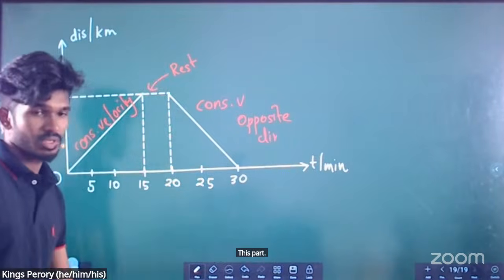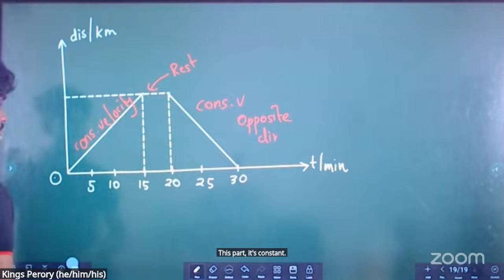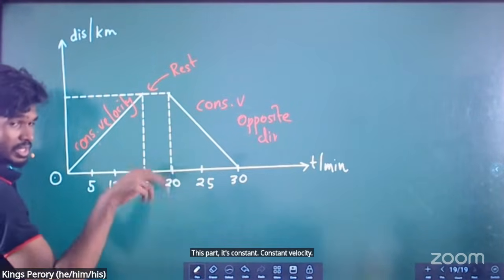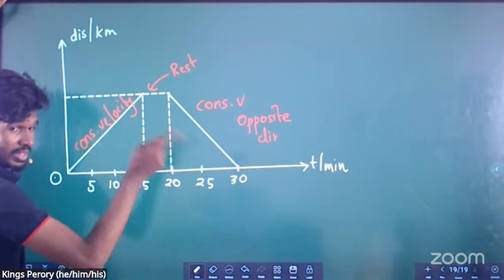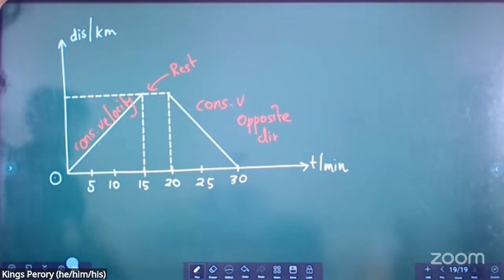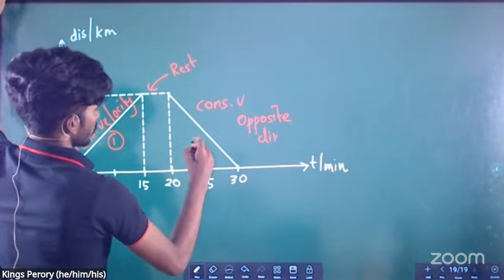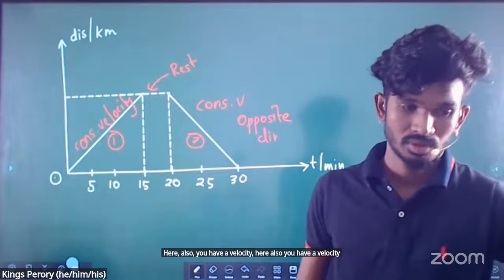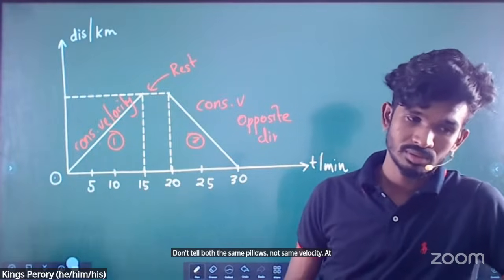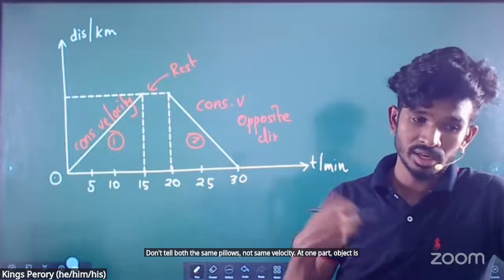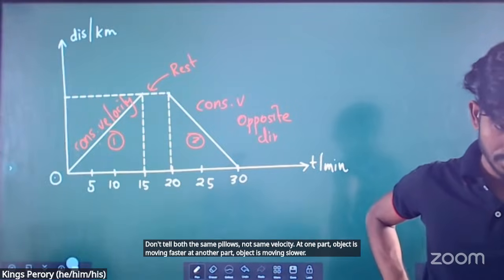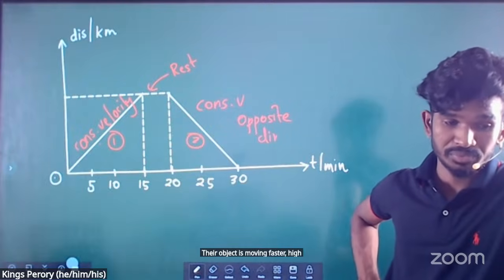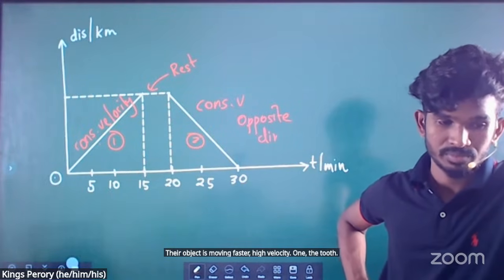Right. And see, here also you have a velocity, here also you have a velocity. Velocity means something like speed. Where is the velocity high, first part of the motion or second part of the motion? Don't tell both are the same velocity, they are not. At one part, the object is moving fast. At another part, the object is moving slower. Where the object is moving fast, there is high velocity.